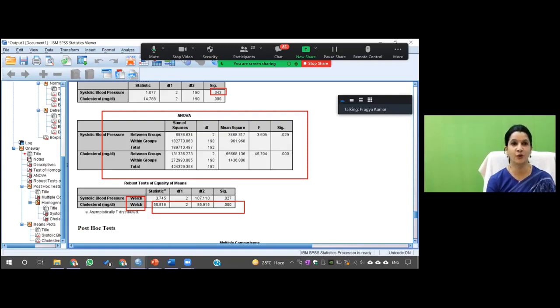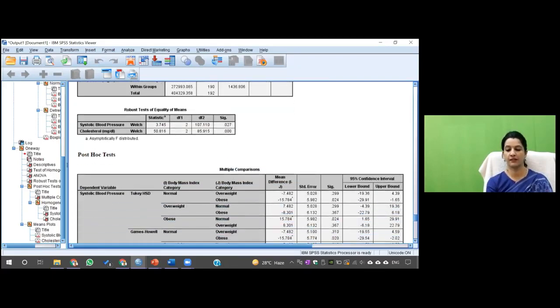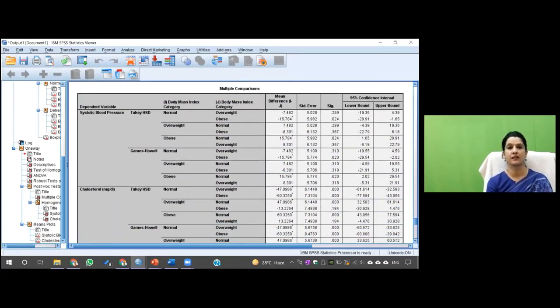Then I'll go further in the post hoc, because post hoc also we have read that if the homogeneity of variance is met by Levene's test, then we will use which post hoc? Tukey's post hoc. So now coming to the post hoc, and now again see one question.